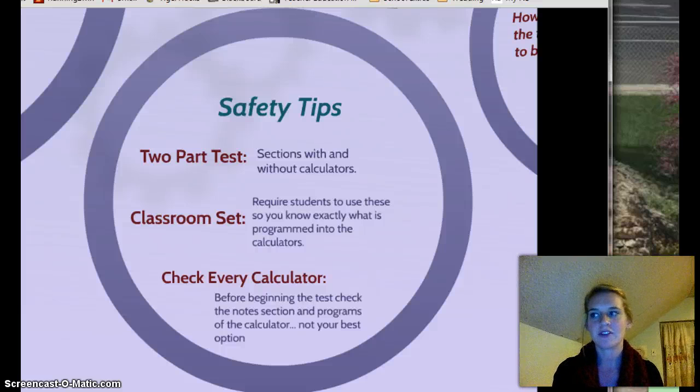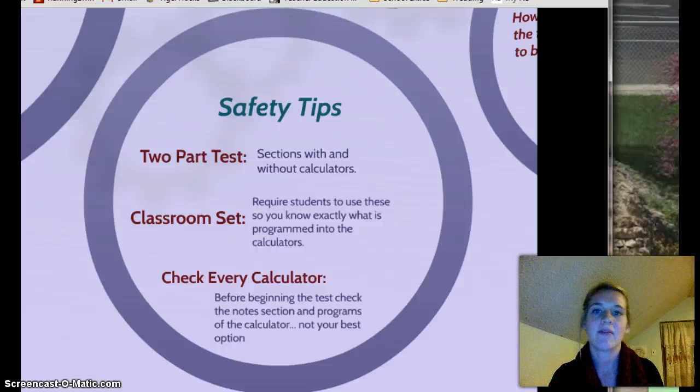Another good reason to have a two-part test is it truly tests the student's knowledge. It ensures that a student doesn't become dependent on a calculator, and that they understand the concepts on a basic level, that they can solve equations on their own. But then you can do applied problems that really challenge them to go to deeper lengths of understanding, where it might be easier to have a calculator to solve, just so it's not time consuming, and that they can get to higher level problems.